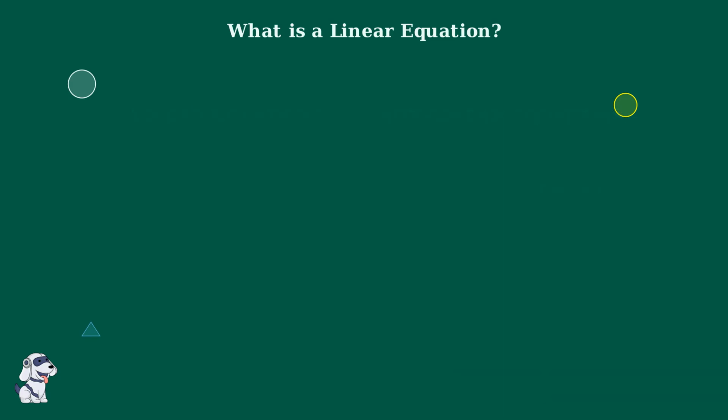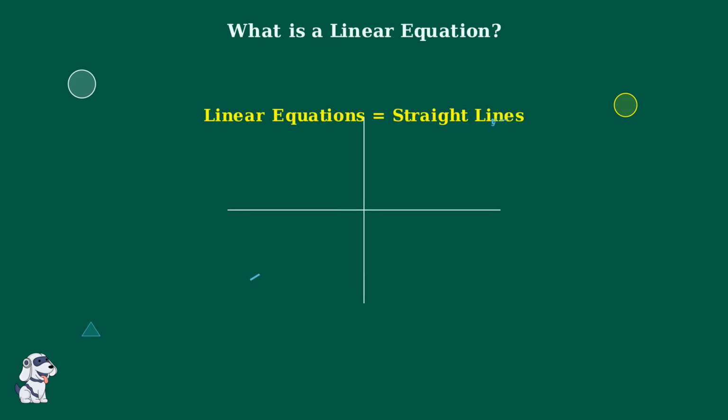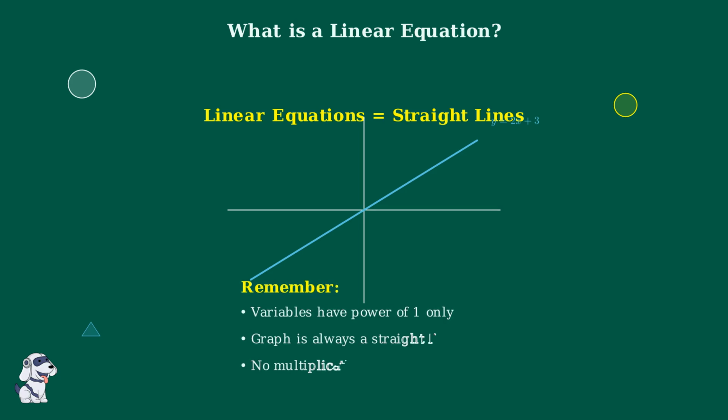An important property of linear equations is that they represent straight lines when graphed on a coordinate plane. When we graph a linear equation like y equals 2x plus 3, we get a perfectly straight line. This is why they're called linear equations. They create linear or straight line graphs. To summarize, linear equations have variables with power of 1 only, they graph as straight lines, and they don't have variables multiplied together. These are the key features that define a linear equation.